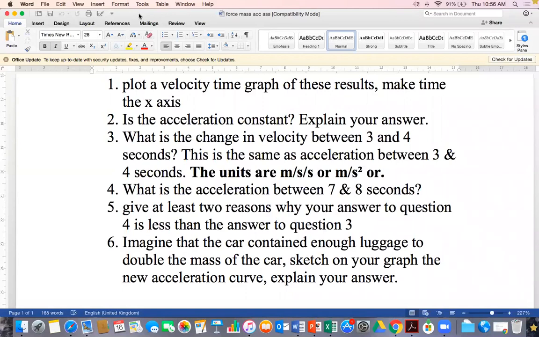So how would you sketch on your graph? Sketch means you don't plot points, you just draw a line to denote the difference. So how would it be? Below it. Below it, okay. Below what? Below the first graph. So it will be below that, because the acceleration is smaller.